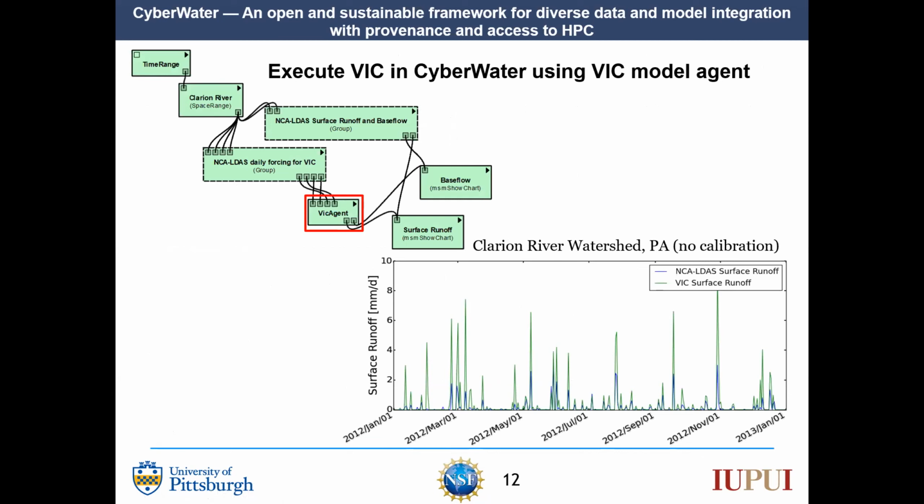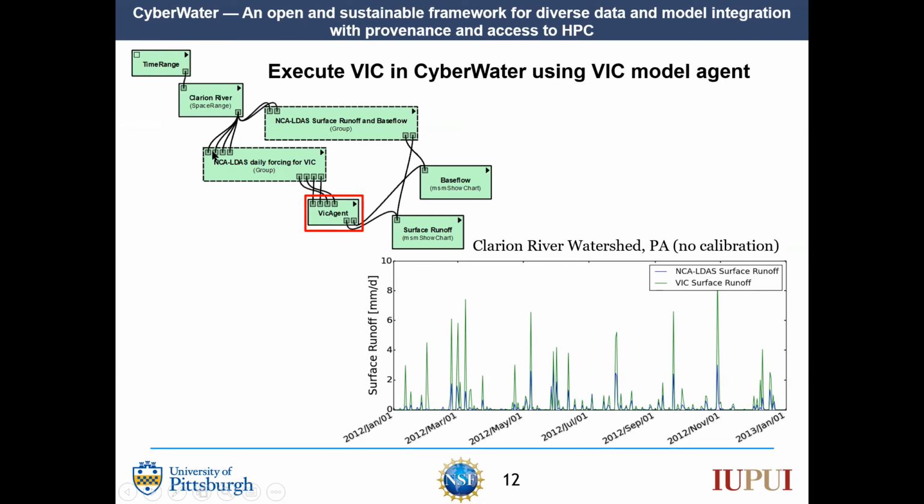So here is an example of the workflow showing you how easy it is to have a model integrated into the CyberWater system using the model agent approach. In this example, we have the VIC model integrated into the CyberWater system using the VIC model agent. Here is the VIC model agent. The forcing data required for running the VIC model are brought into the CyberWater system by using our data agent. So in this case, the NCALDAS data agent is used to bring in the forcing data into the system.